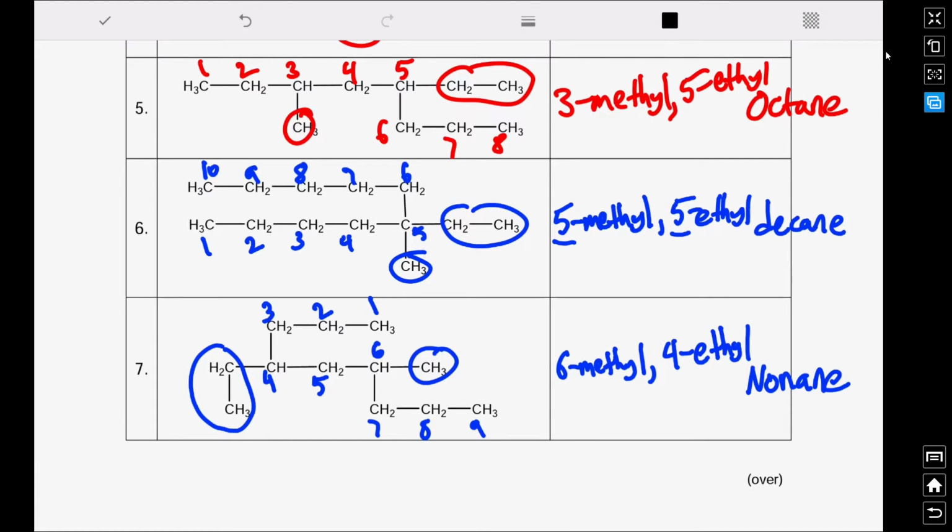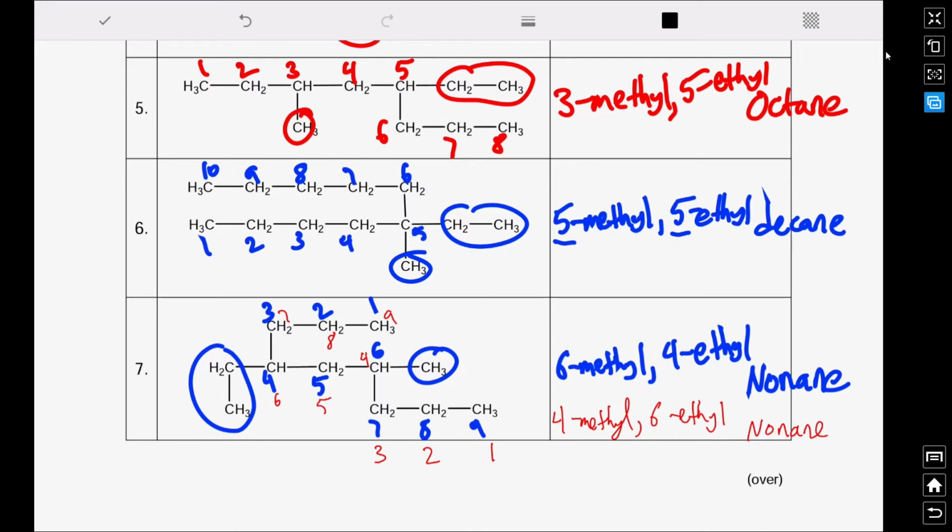Okay, now if I were to renumber it the other way, and I'll write it in a different color to show you the difference. If I numbered it this way, 1, 2, 3, 4, 5, 6, 7, 8, 9, would I get a slightly smaller number? Well, let's write out this way. So it's a nonane, but this time I have a 4-methyl and a 6-ethyl. So it doesn't actually change.